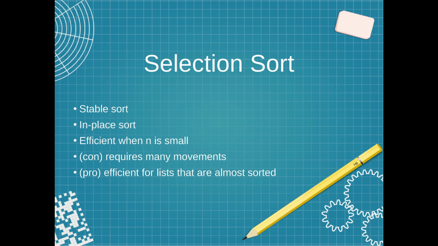It's also an in-place sort. What does that mean? It means that it doesn't require any extra memory. The memory that we start with is the memory that we're going to need for the sorting procedure, and it is efficient when the number of elements to sort is small. One con to selection sort is that it does require many movements. We are going to have to shift everything up an index, and we are going to have to swap elements as we do that. And it is efficient for lists that are almost sorted.